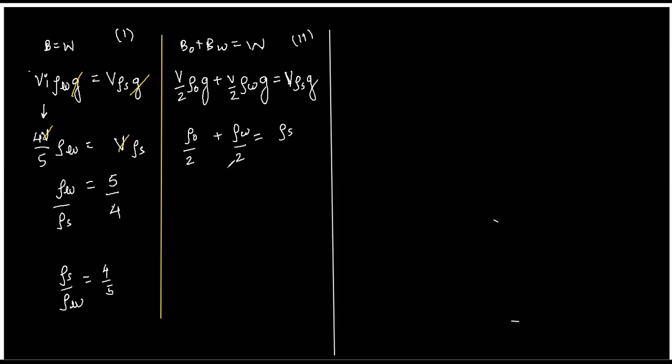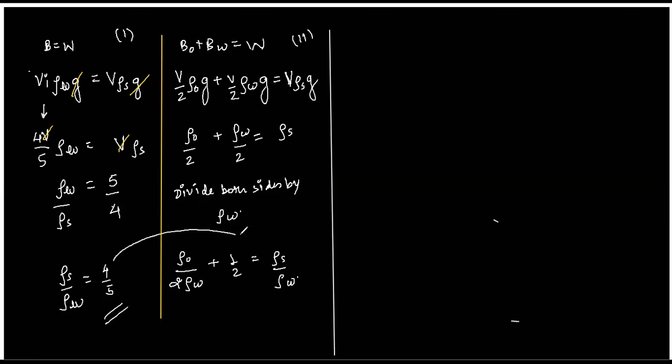Right? So now let us divide this entire equation by rho W on both sides. See what the expression becomes. Rho naught by 2 times rho W plus 1 by 2 is equal to rho S by rho W. Correct? What is the value of rho S by rho W that we got? Substitute it over here. 4 by 5. You will get 1 by 2 here and 4 by 5 here.